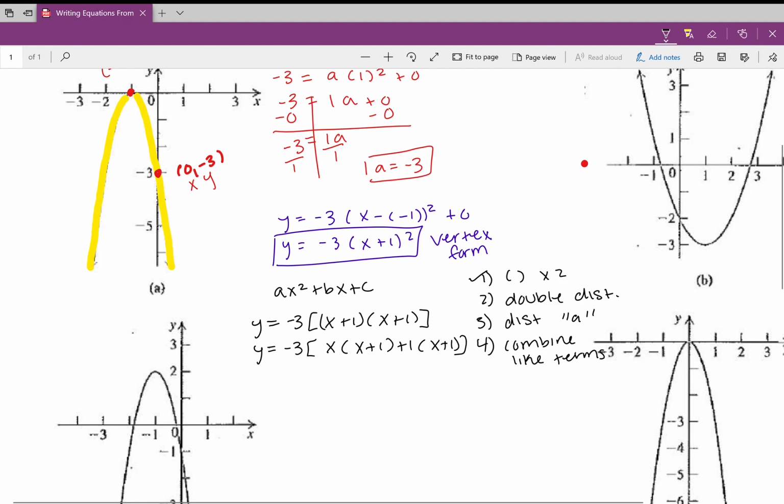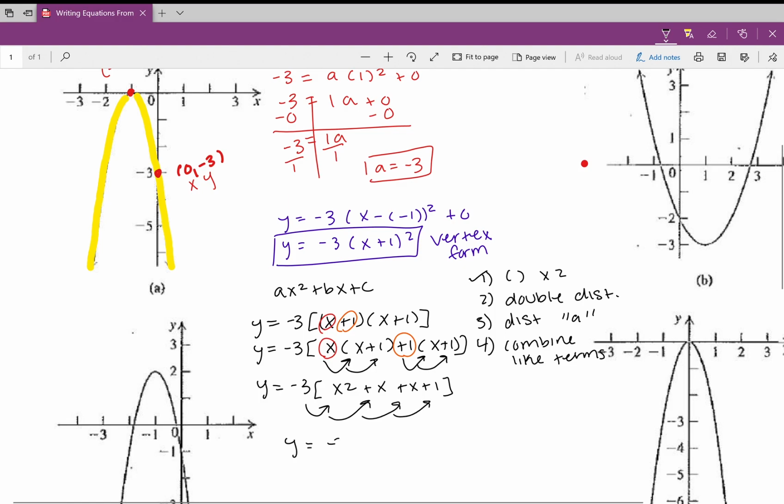Remember, with double distribution, we take this first term and we write it here. Then we take the second term and write it here. That's all we're doing. We're splitting up that first parentheses. Okay, then I'm going to distribute. So I have y is equal to negative 3 times (x squared plus x plus x plus 1). Okay, then I have to distribute my a value.